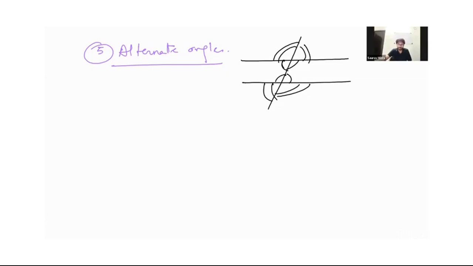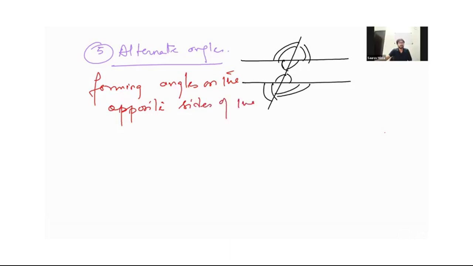They are forming angles on the opposite sides of the transversal. Interior, exterior, on the opposite side of the transversal. So if one is on this side, the other has to be on this side. Similarly, like this, on either of the opposite sides.